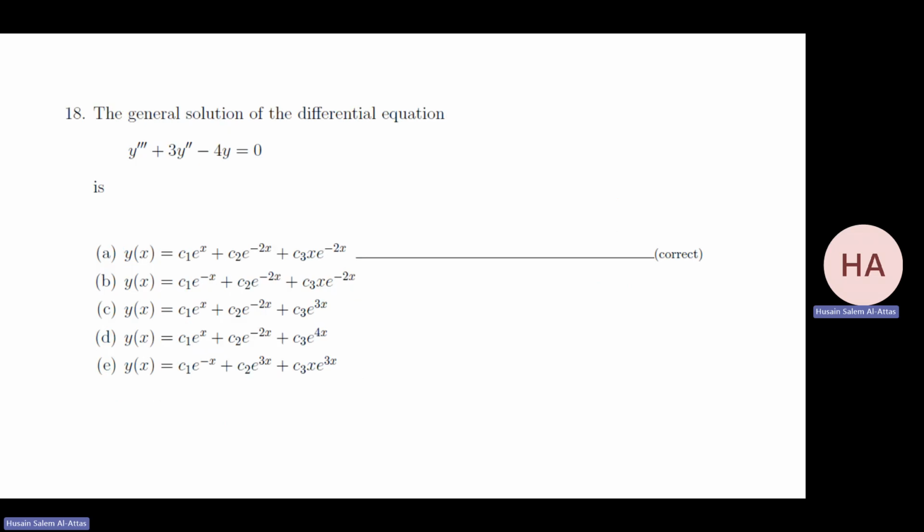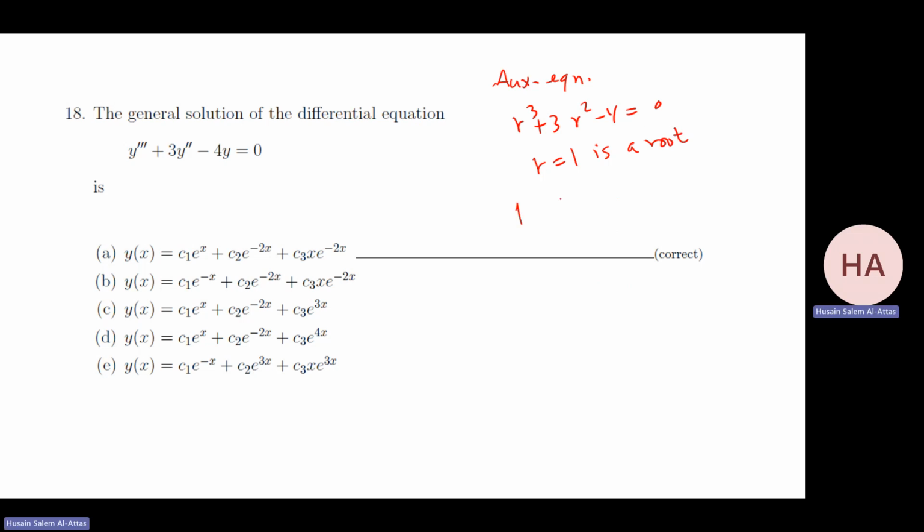I need to do it again. The general solution of this. So you have the auxiliary equation. That will be r cubed plus 3r squared minus 4 equals 0. This is a cubic equation, so I need at least one root. Very clear, r equals 1 is the root.